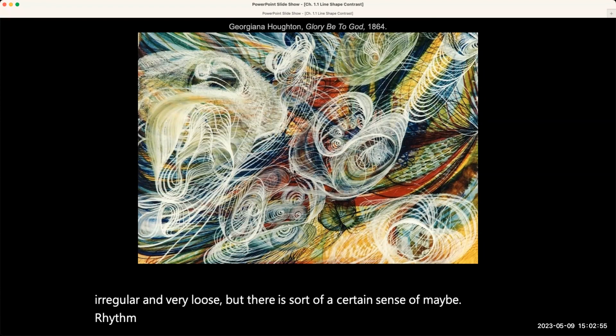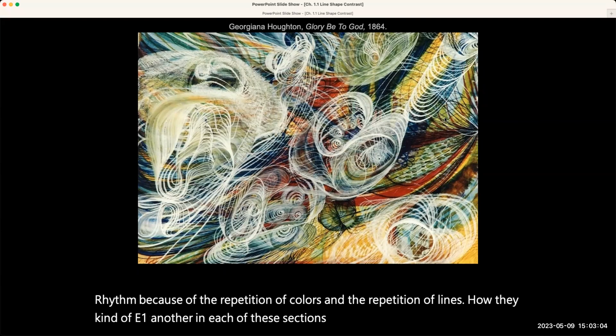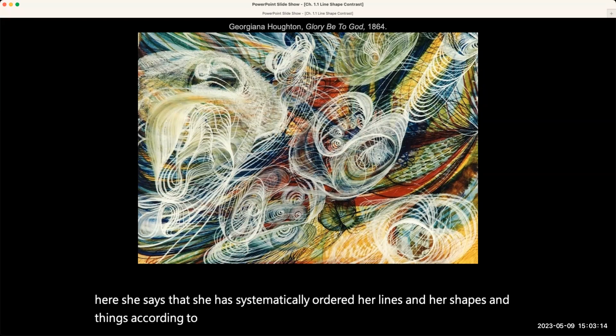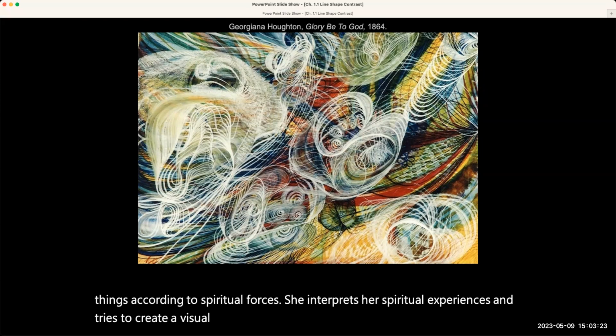because of the repetition of colors and the repetition of lines, how they kind of echo one another in each of these sections throughout. And so the artist here says that she has systematically ordered her lines and her shapes and things according to spiritual forces. She interprets her spiritual experiences and tries to create a visual representation of those experiences. So that's what's happening here.